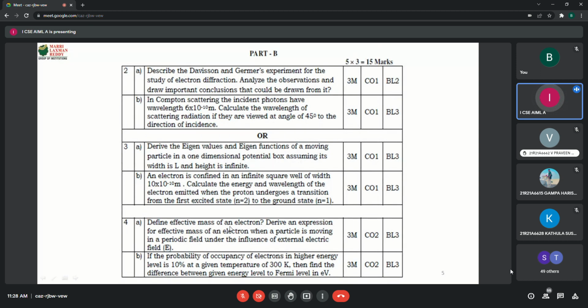Effective mass of electron, you see, is from the first chapter in unit 2 only, the first part. What was asked: define effective mass of electron, and derive an expression for the effective mass of an electron. It is nothing but a derivation; you have to write the m* derivation here. Overall, the rest was given just to confuse you, but by seeing effective mass of electron, you have to derive that expression.